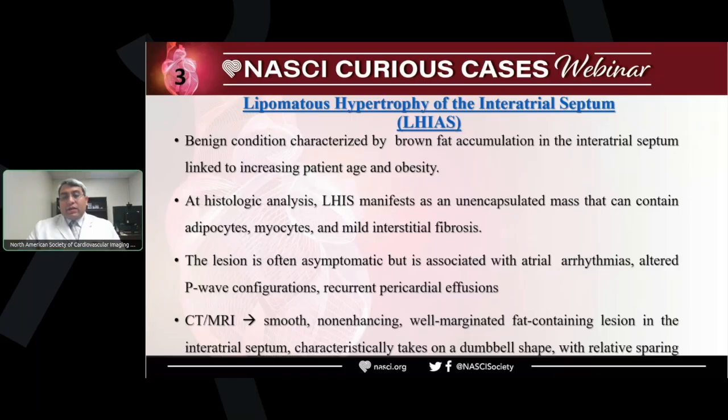It has a characteristic dumbbell shape appearance because the septum, which is closing the fossa ovalis, doesn't have fat going into it. The fat is only at the periphery where the two layers of the interatrial septum come together. But the middle part has a single layer, so there are not many cells going between these two layers, like the periphery. So this dumbbell shape appearance is characteristic for this.